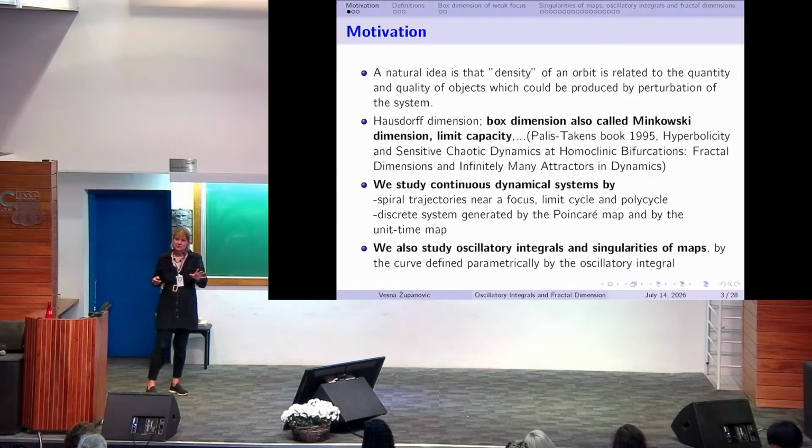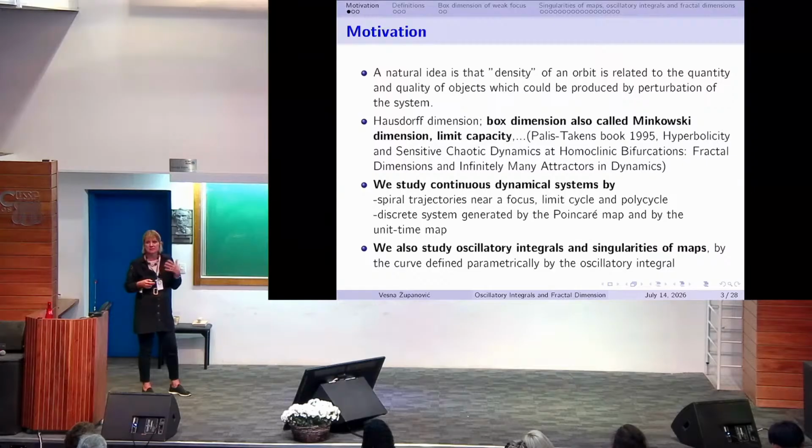Hausdorff dimension coincides with box dimension if you have classical fractals accumulating at a lot of points, like the Koch snowflake or the Sierpinski carpet or the Sierpinski triangle. It is the same for the Cantor set. But for these objects which accumulate at one point, this is different.